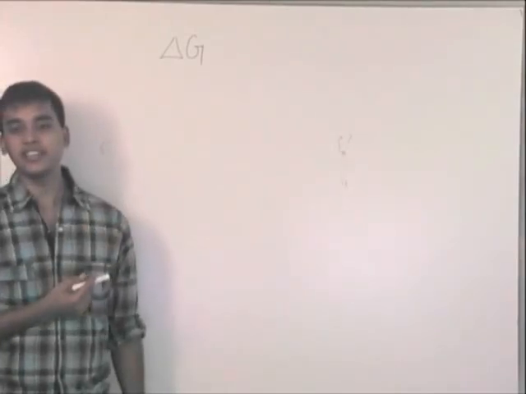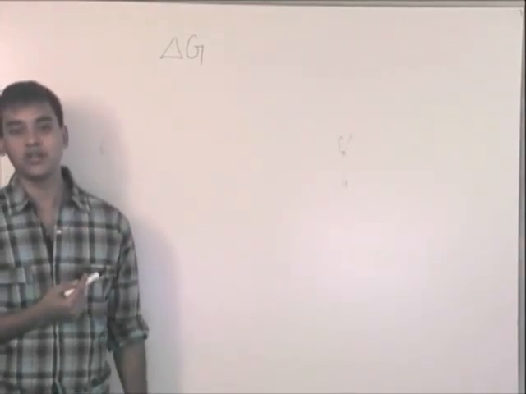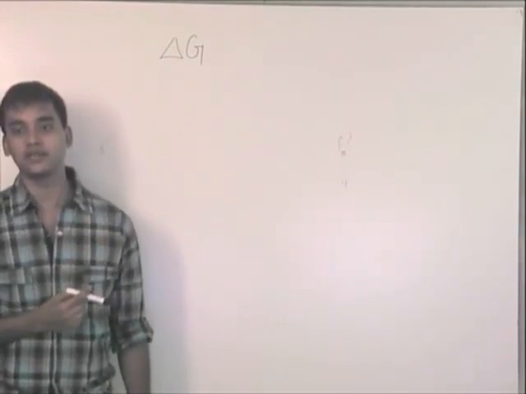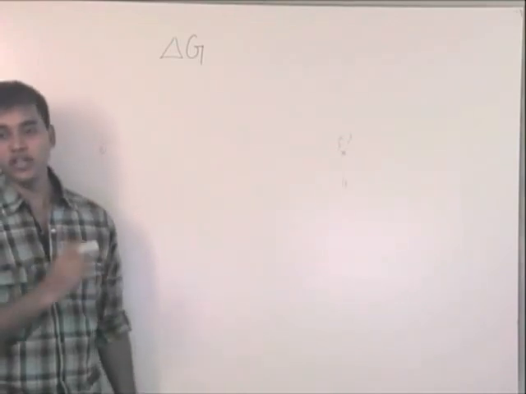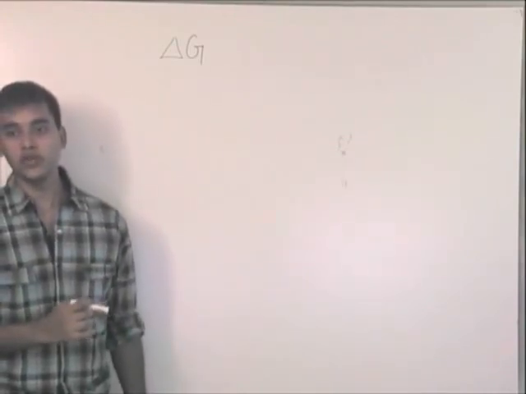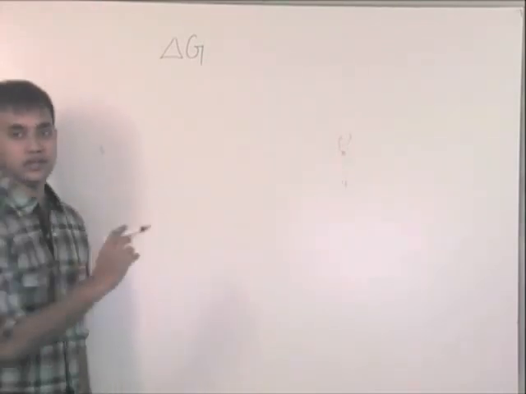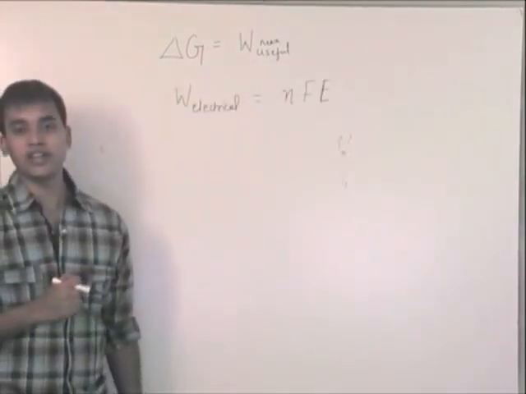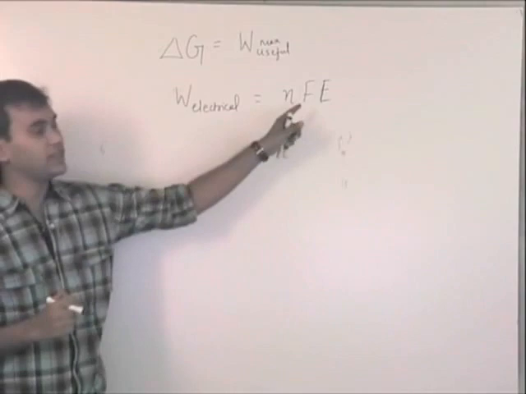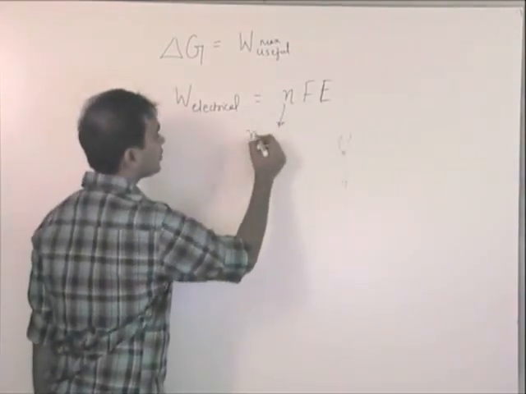What is implied by delta G? If I say in terms of work, what is delta G? I know it's free energy change. In terms of work, what will it be? Useful work, the amount of energy which can do useful work. Right? Clear? Now what will be W electrical? N into F into E. Now what will be the N?